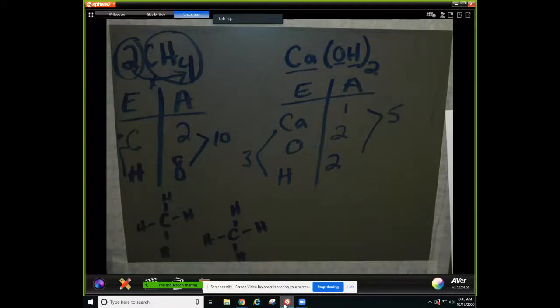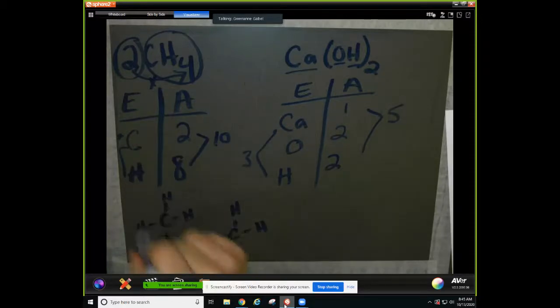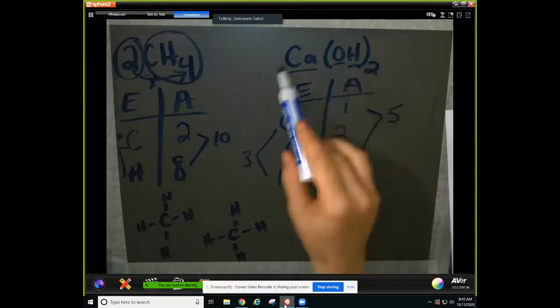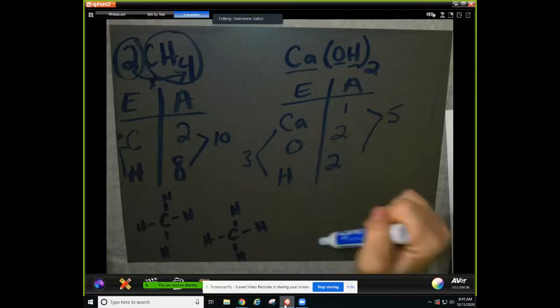Okay? 2 CH4: 2 total elements, 10 total atoms. 1, 2, 3, 4, 5, 6, 7, 8, 9, 10. Okay? And then calcium, and this is called calcium oxide. I have calcium, oxygen, hydrogen.